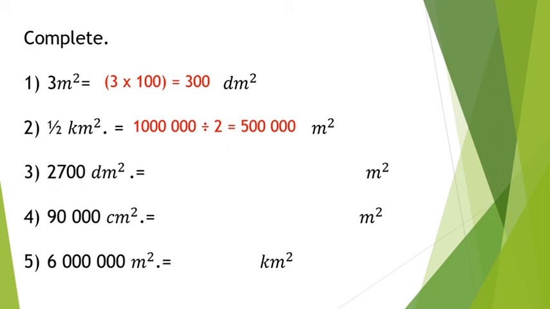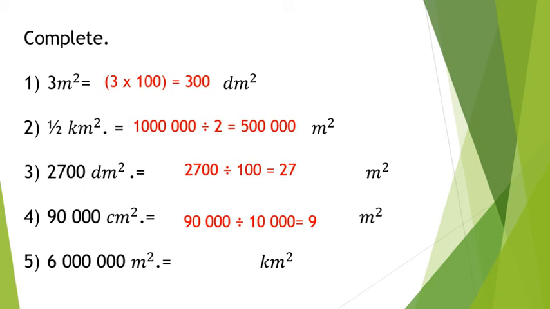2700 square decimeters equals how many square meters? To convert from square decimeters into square meters, from small unit into great unit, you have to divide, right? Number 4, 90,000 square centimeters equals how many square meters? To convert from square centimeters into square meters, you have to divide, right? Divide by 10,000 because the square meter equals 10,000 square centimeters.